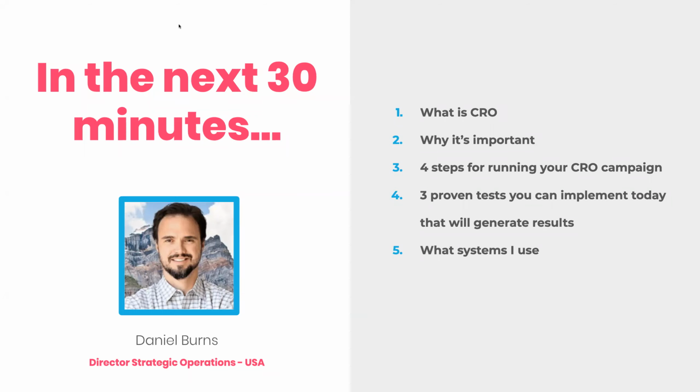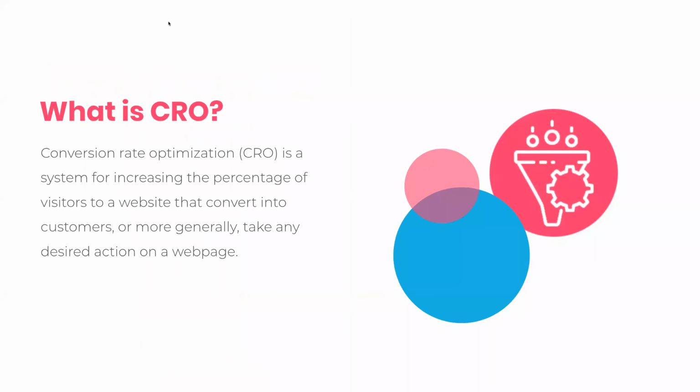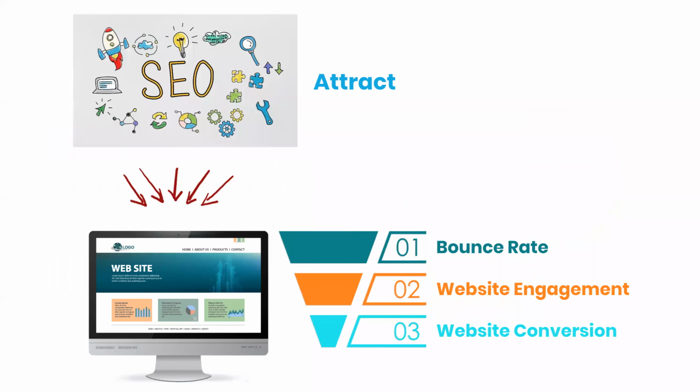Now, one of the reasons that I really like conversion rate optimization: let me jump in and quickly say, the definition of conversion rate optimization is a system for increasing the percentage of visitors to a website that convert into customers, or more generally, take any desired action on the website, right? So this is the thing.